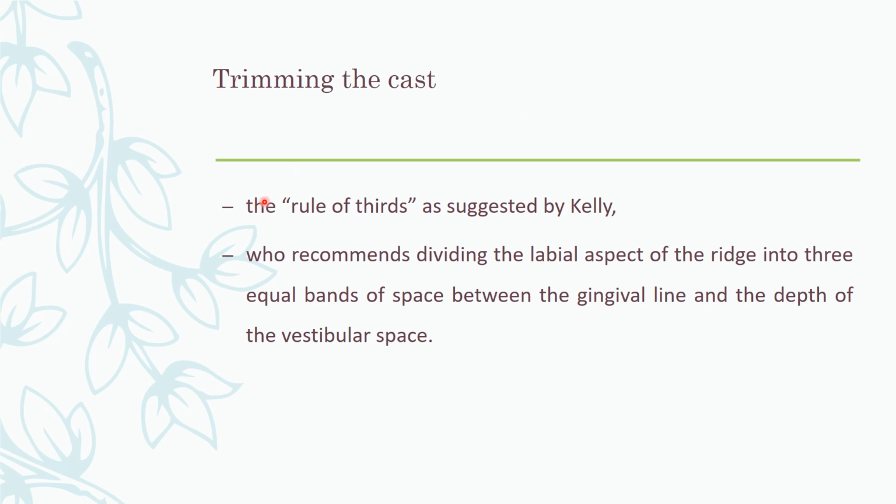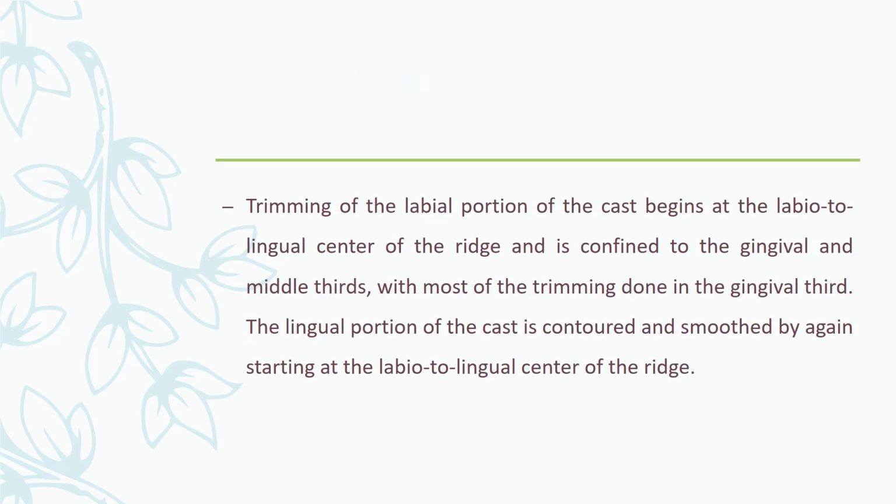So the rule of thirds is suggested by Kelly. It recommends dividing the labial aspect of the ridge into three equal bands of space between the gingival line and the depth of the vestibular space. Okay, so this all has to be done. Trimming the labial portion of the cast begins from the labio-lingual center of the ridge and is confined to the gingival and middle third. Okay, so most of the trimming will be done in the gingival third.